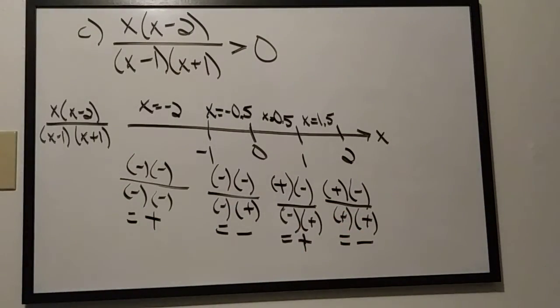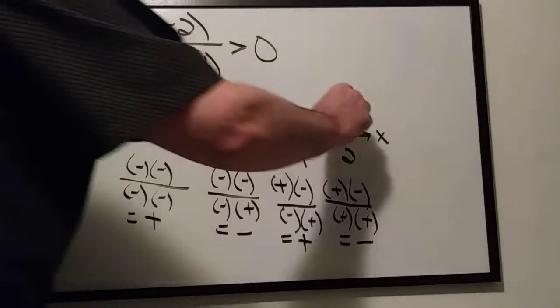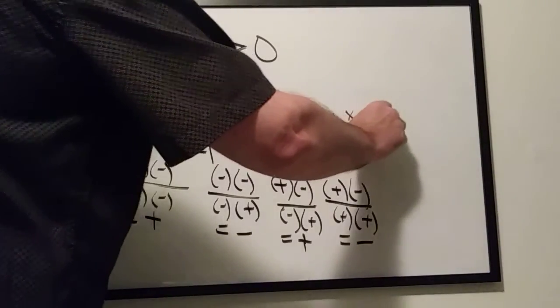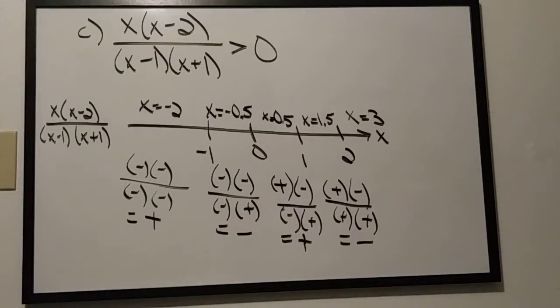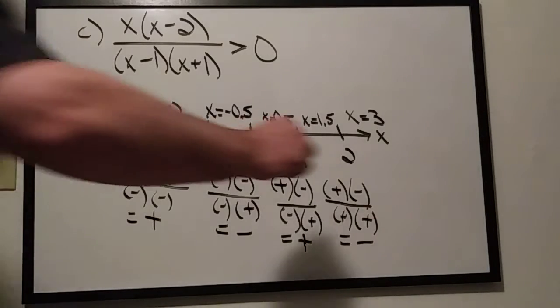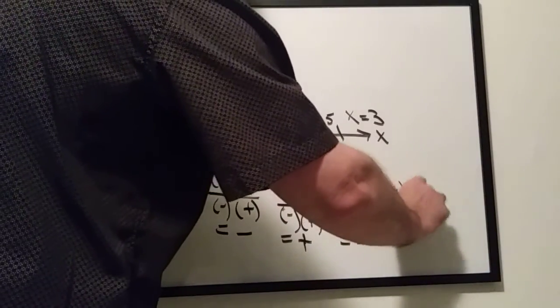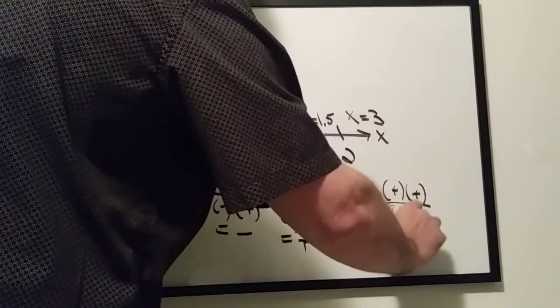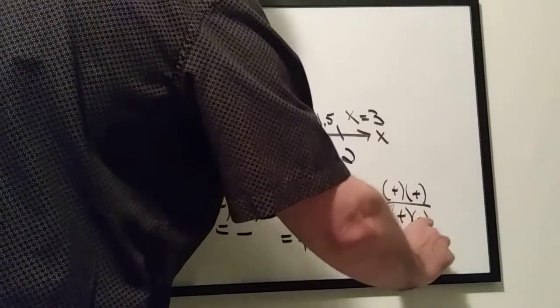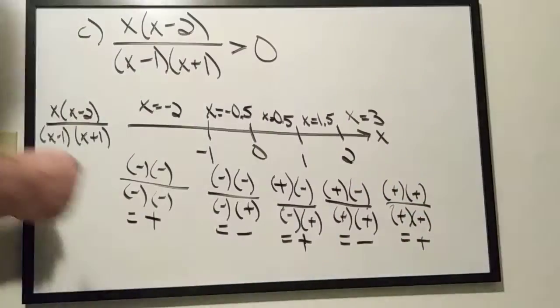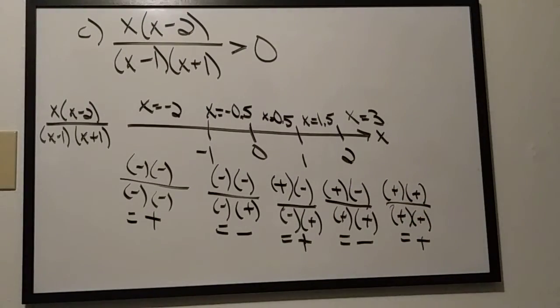And then finally to the right of 2. Now I have a lot more choices, but again, you don't need to go too wild on that one. So let's choose an x value of 3. If I plug in a 3, each and every one of those factors is going to be positive. And because every factor is going to be positive, that means our y value is going to be positive.